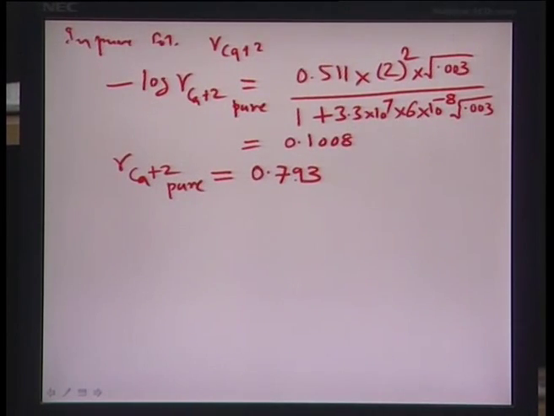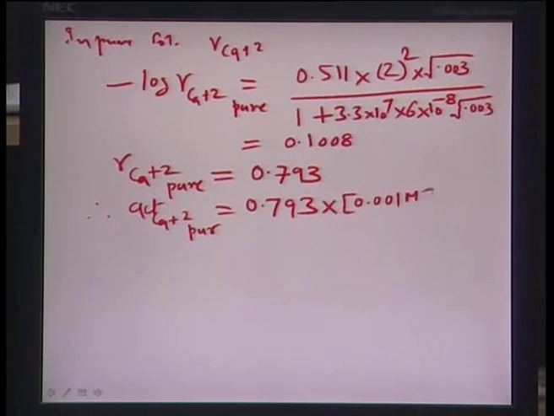So, in pure solution, therefore, if we see what is the ionic activity of the calcium +2 ions, so the Ai value for the Eisenman equation comes out to be equal to act Ca+2 pure, the gamma Ca+2 pure times the concentration, which in this case is 0.001 molar. Okay. So, it comes out to be 7.94 × 10^-4 molar. That is what the activity of the pure calcium ions is in a pure solution.